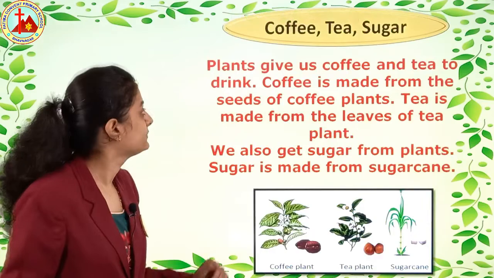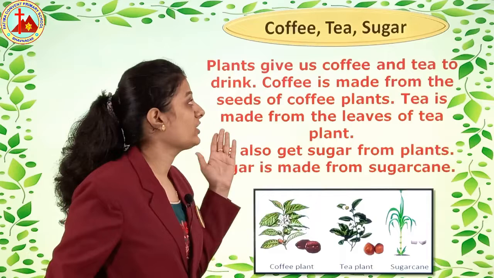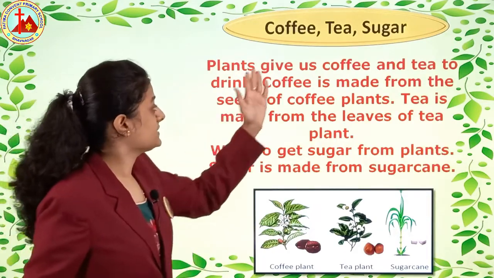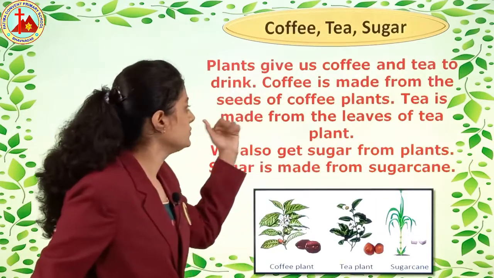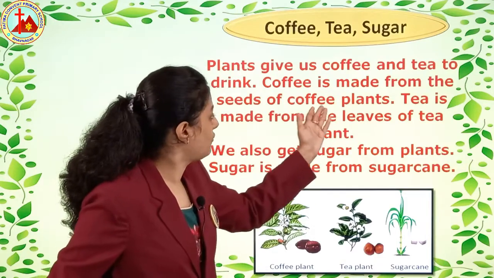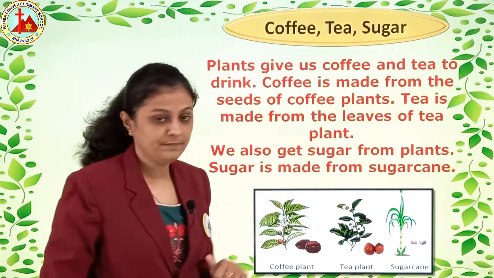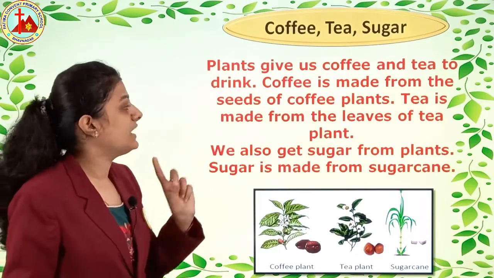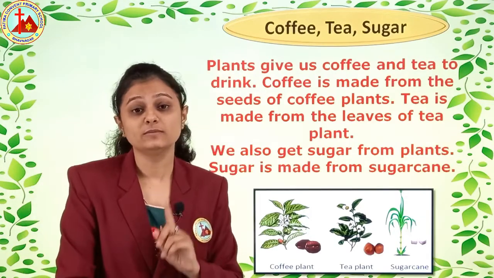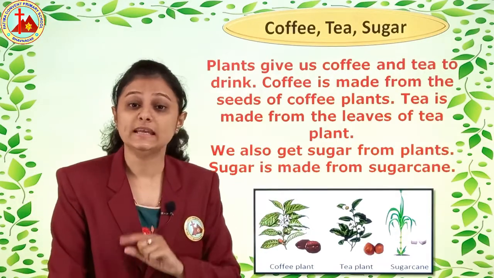Next, coffee, tea and sugar. Yes children, we get coffee, tea and sugar also from the plants. Plants give us coffee and tea to drink. Yes, coffee is made from the seeds of the coffee plant and tea is made from the leaves of the tea plant. Okay, you see coffee is made from the seeds of the plant, whereas tea is made from the leaves of the plant.